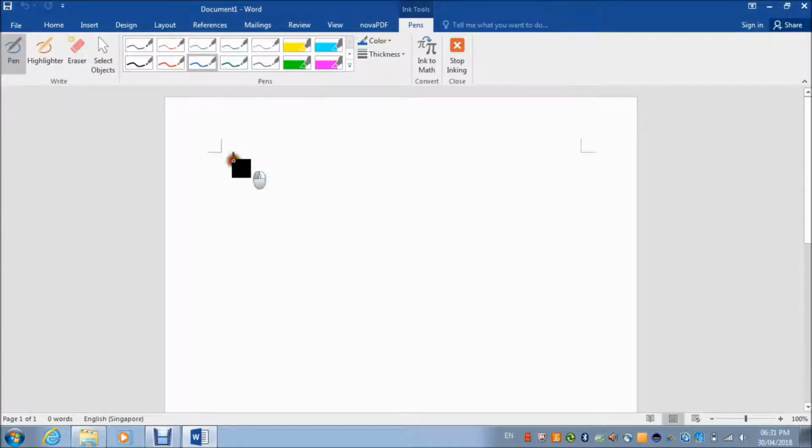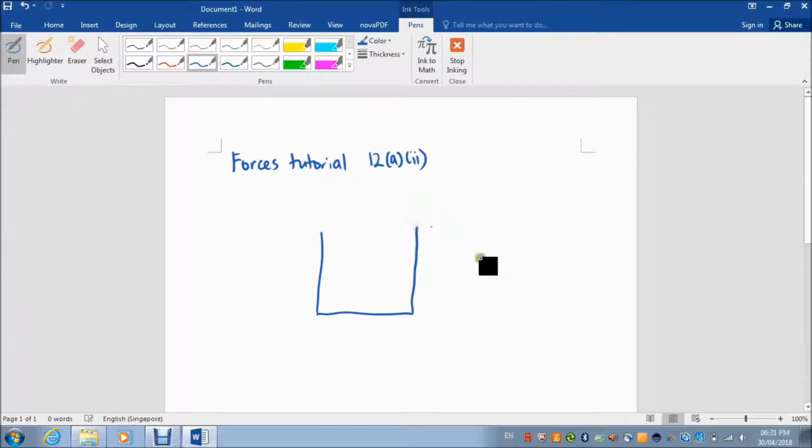Okay, now let's take a look at forces tutorial. Question 12, A part 2. Okay, you are given a beaker of water. The weight of this beaker of water, with water all the way to the brim, you are told is 100 Newton.